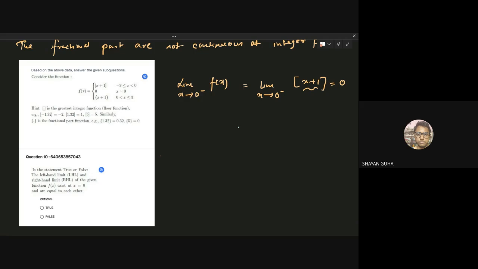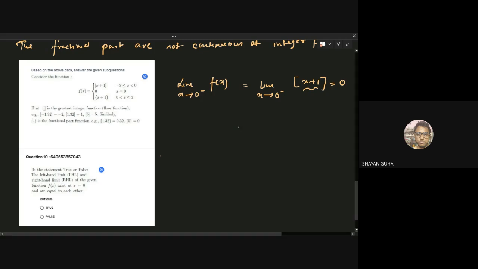Any questions or any problem? Since x is less than 0, we are subtracting a small number from 1. So the ultimate result will be 0 point some number, and we have seen that the box function of 0 point something will give me 0.